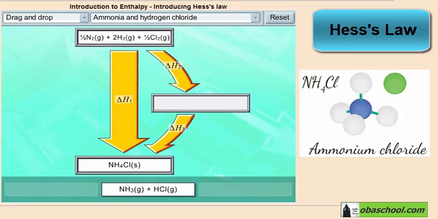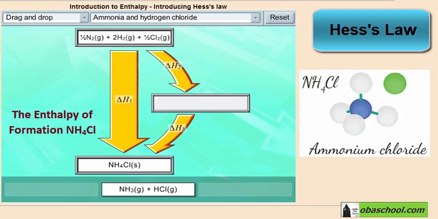What would the name of the enthalpy change delta H1 for this process be? So we are producing 1 mole of NH4Cl starting with its constituent elements in their standard states. Exactly, so delta H1 will be the enthalpy of formation of ammonium chloride.